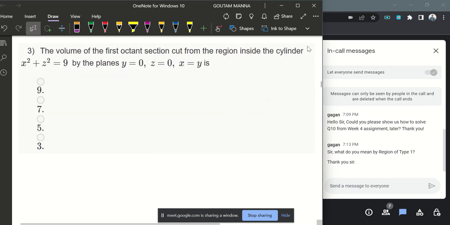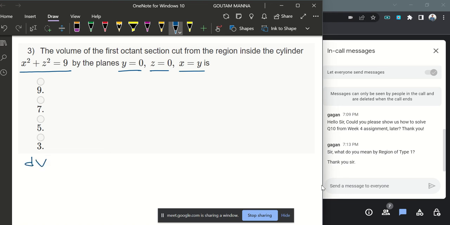So in this third problem, you have to find out the volume of the first octant section cut from the region inside the cylinder of x square plus y square equal to 9 by the planes y equals to 0, z equals to 0 and x equals to y. So first of all, let's look at this region. So you have to find out the volume.